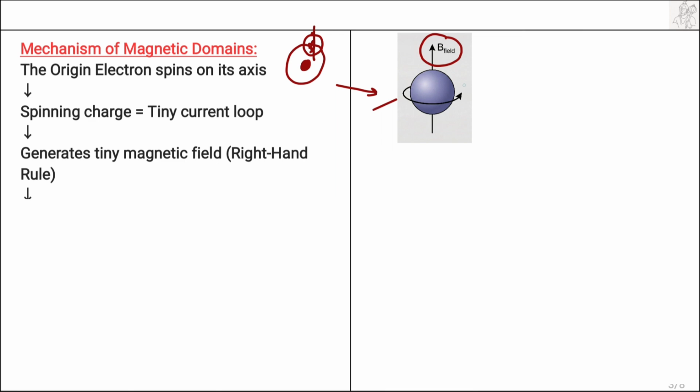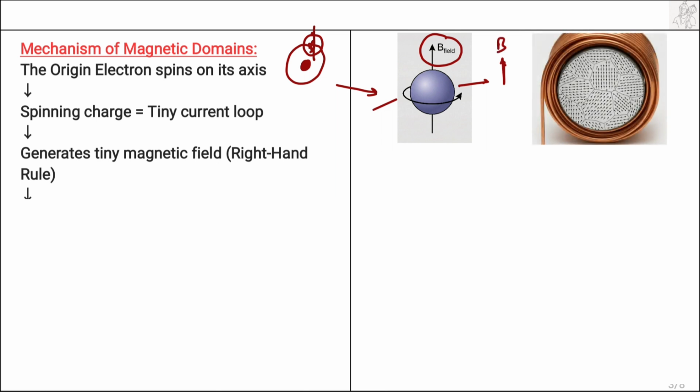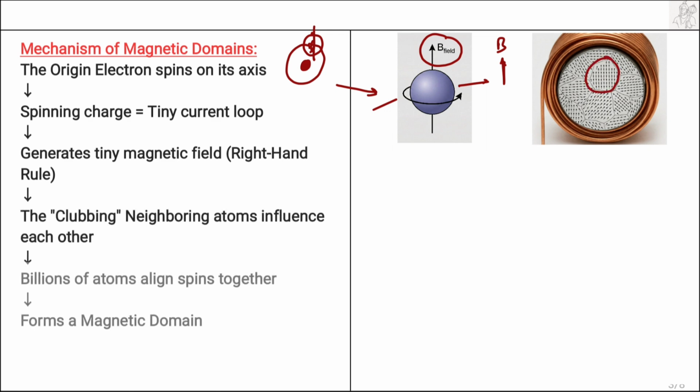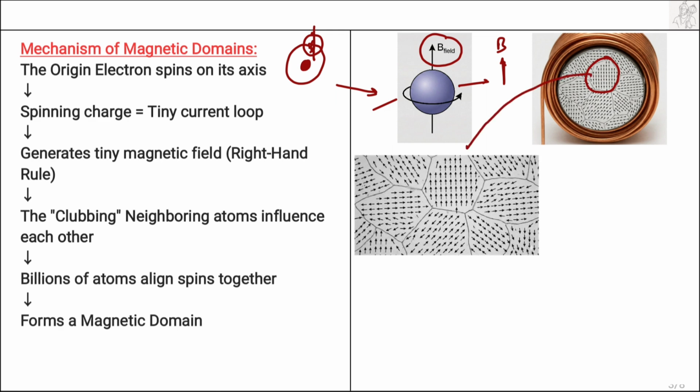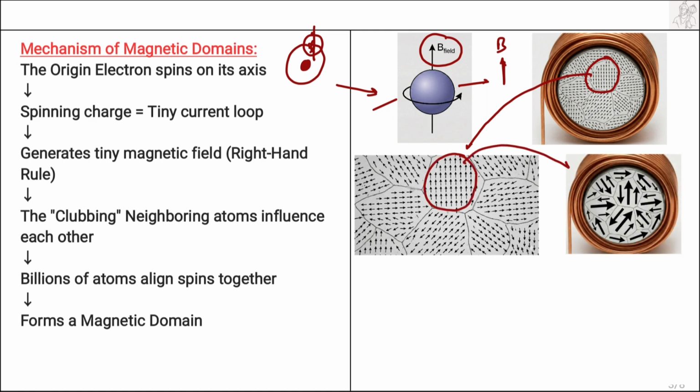In a material, there can be multiple electrons which are spinning in a similar direction and producing magnetic fields in the same upward direction. These areas where the magnetic field is in a similar direction can be clubbed to form a magnetic domain. So this magnetic domain can be seen like this, where the magnetic field direction is upward. Now this is a more zoomed in version of these magnetic domains. So we can see that there are multiple magnetic domains inside a magnetic material, but these magnetic domains are not aligned in a particular direction.